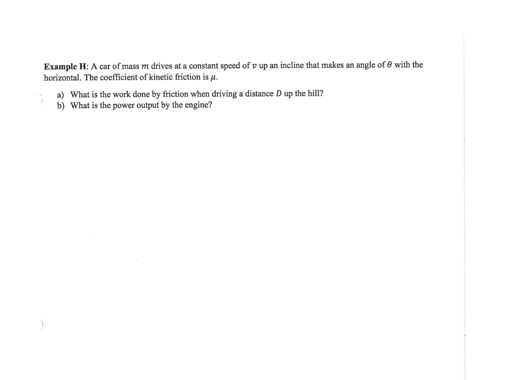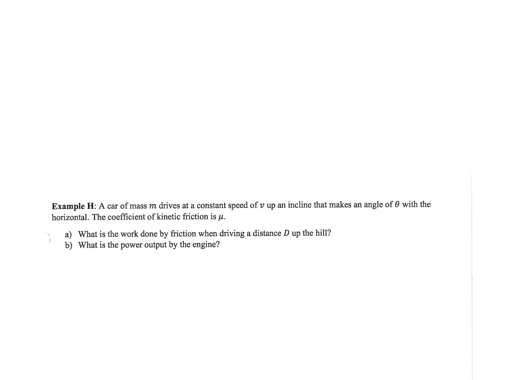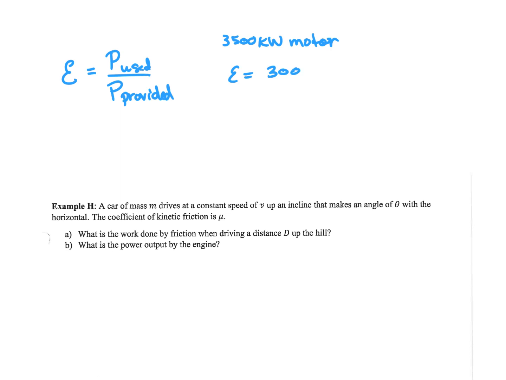One thing I did want to mention is efficiency on that last one. Efficiency, by the way, is script E. That would be the power used divided by the power provided. In other words, if we were using a motor, it would be the power used versus the power of the motor. Let's say we had a 3,500 kilowatt motor. Looking at that last example, then our efficiency would be the 3,000 watts used divided by the 3,500 watts of the motor that was available. And we would end up with 0.86, which would be an 86% efficiency. Okay?